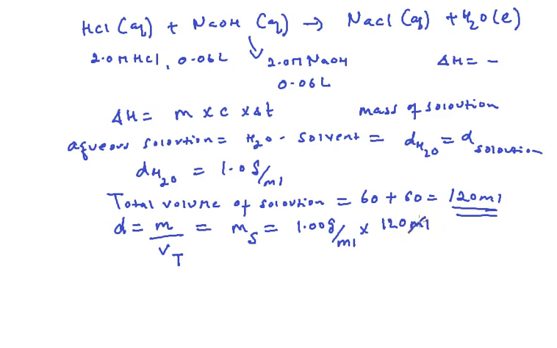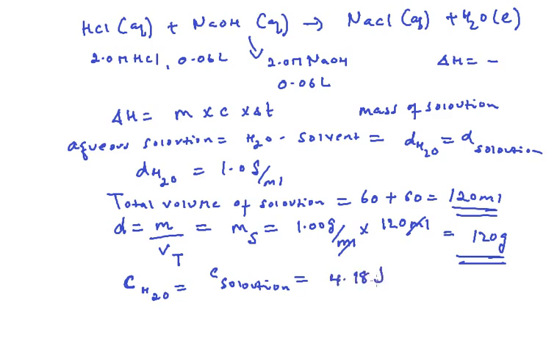So that's going to be 1.00 gram times 120. That's going to be 120 grams. That's the total solution. So we have the mass. We also have specific heat. We use the specific heat for water. Remember that this solution is pretty much dominated by water, so we use the specific heat of water as the specific heat of the solution. That is going to be 4.18 joules per gram degree centigrade.